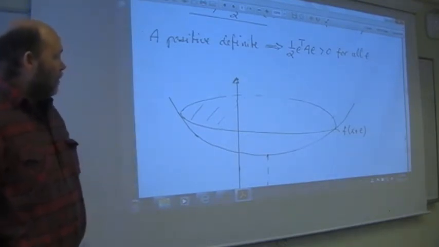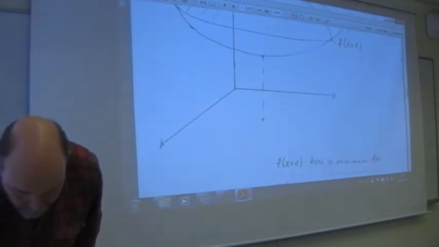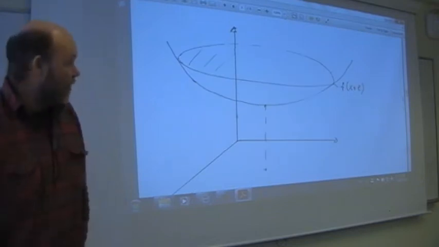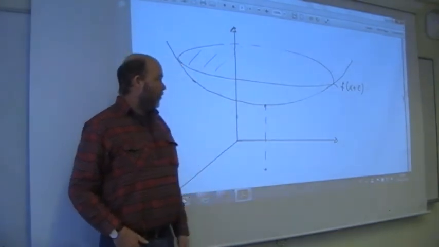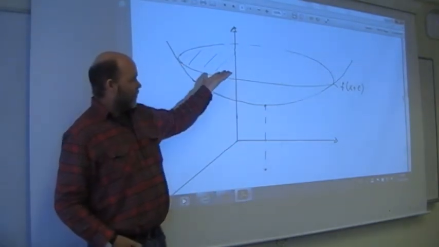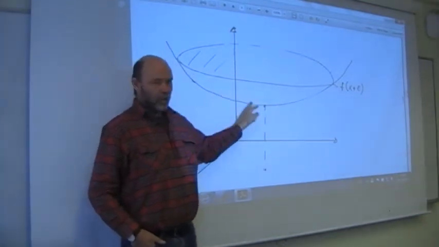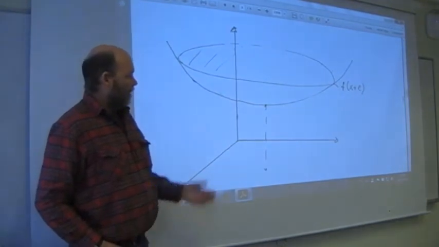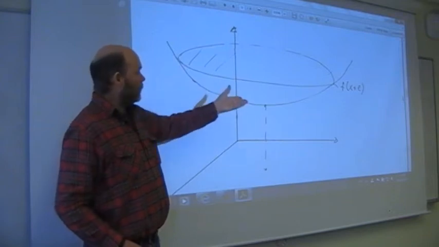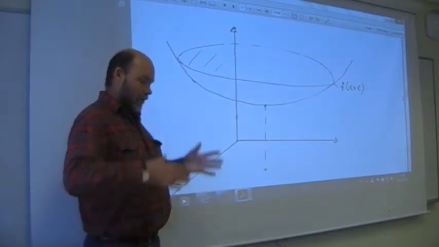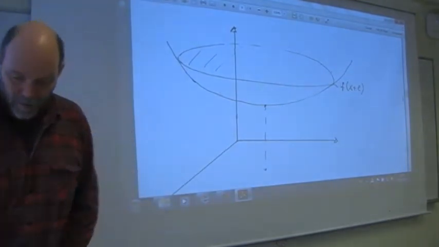Now, how does such a function look? Well, here it's drawn in the case where you have just two unknowns, x1 and x2, and then you draw how this f function looks. And it will always have one minimum. And when you have n unknowns, you can't really draw it anymore, but you can still think in terms of this geometry. So it will have a bottom point, which we are then seeking.